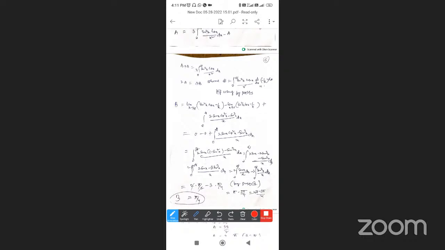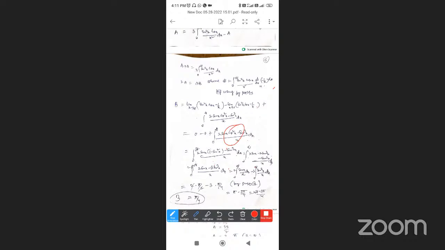sin square x into the differentiation of cos x, which is minus sin x, so minus sin cube x. Already we have 1 by x, so plus 1 by x. Upper limit is 0, lower limit is 0, so 0 minus 0. Then 0 to infinity of 2 sin x cos square x minus sin cube x by x dx. Cos square x can be written as 1 minus sin square x, so 0 to infinity of 2 sin x minus 2 sin cube x minus sin cube x, dx.